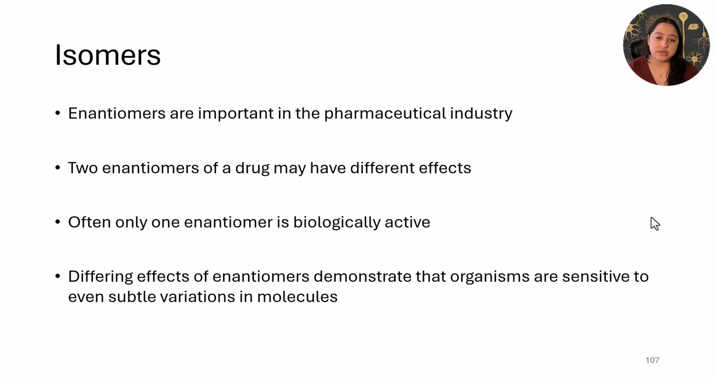And enantiomers are important in the pharmaceutical industry. Even if it's kind of the same molecule, but they are mirror images of each other, that can have really different effects. So 2 enantiomers of a drug can have different effects. Often only one of them is biologically active. And those differing effects of enantiomers help show that organisms are really sensitive to even small variations in molecules.